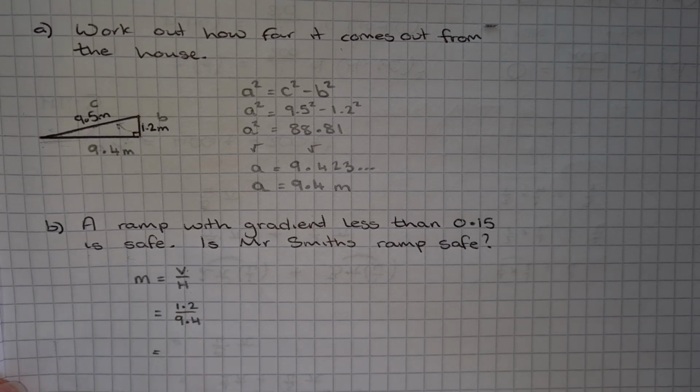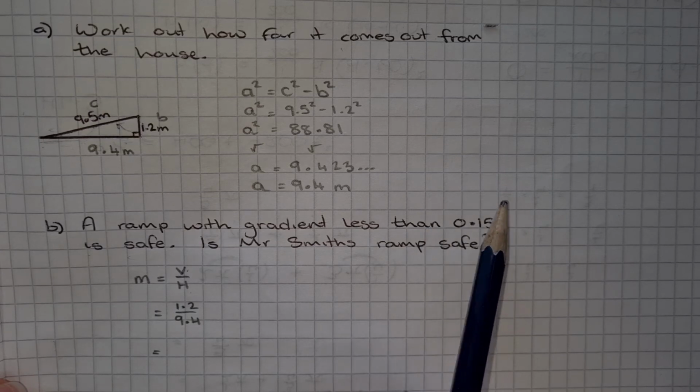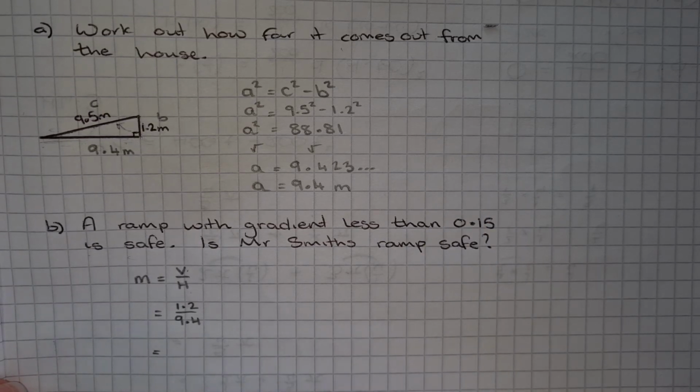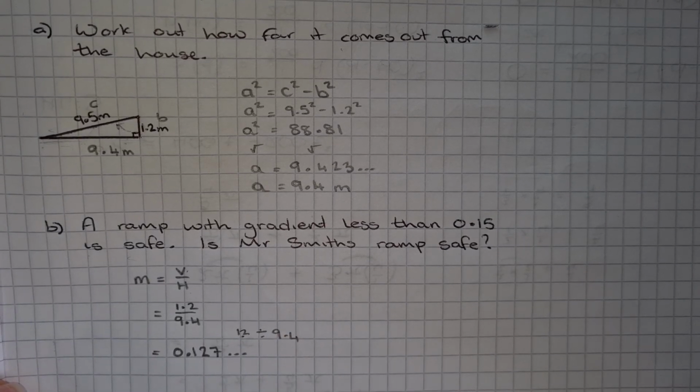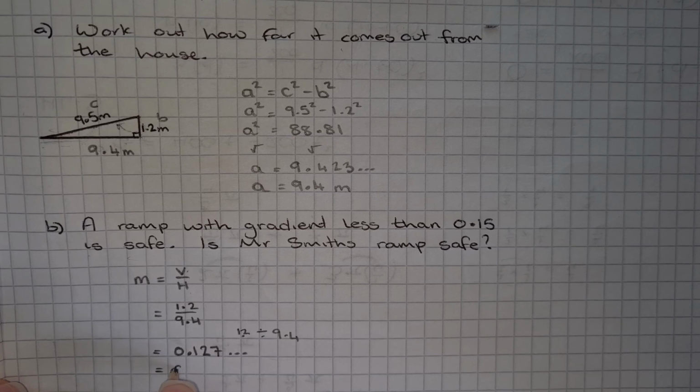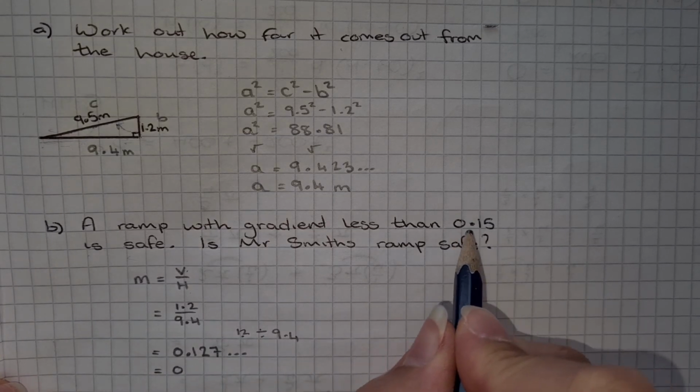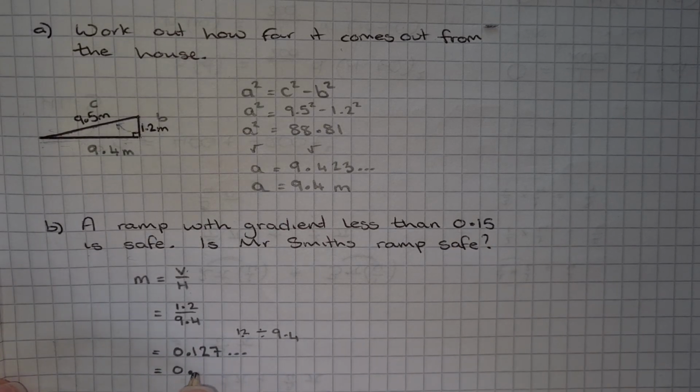So 1.2 over 9.4. Now because the question has given the gradient in a decimal, that means we need to convert our fraction into a decimal. So we're just going to do the top number divided by the bottom number. So 1.2 divided by 9.4. And you should get 0.127, and it keeps going. So I'm just going to round that on the next line to 2 decimal places, since it was 2 decimal places in the question. So 0.13.